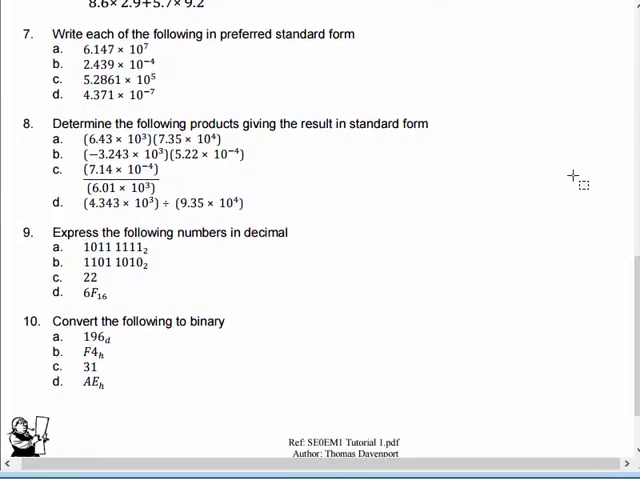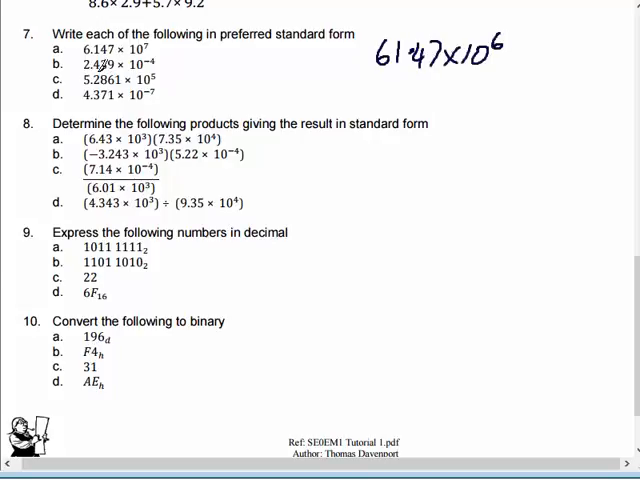Write each of the following in preferred standard form. Preferred standard form means the exponent of the 10 is a factor of 3. So in the first one we've got 6.1 times 10 to the 7. The closest number that's a factor of 3 would be 10 to the 6. So if we reduce this by 10, we need to increase this by 10. So the answer here is going to be 61.47 times 10 to the 6.